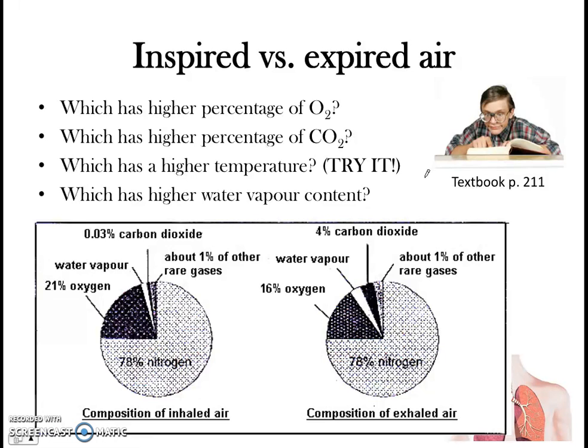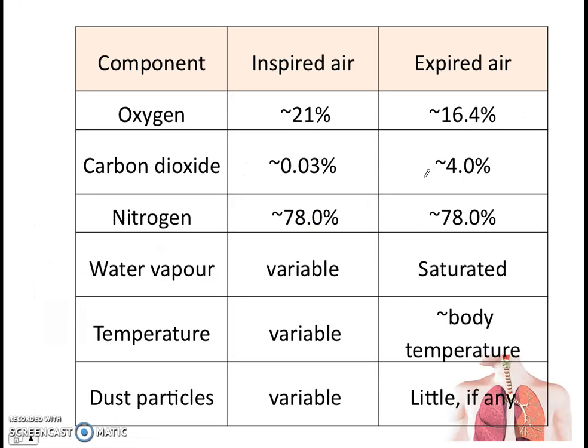Alright, so hopefully you've done that, and what you should arrive at is something like this. So in inspired air, we have about 21% oxygen, but in expired air, about 16.4%, right? Because some of the oxygen has been taken into the body. For carbon dioxide, inspired air is about 0.03%, and in expired air, about 4%. Okay, so that's because some of the carbon dioxide in our body is being removed. The nitrogen remains about the same because no change to nitrogen. Nothing happens, no absorption, and also no release of nitrogen by the body.